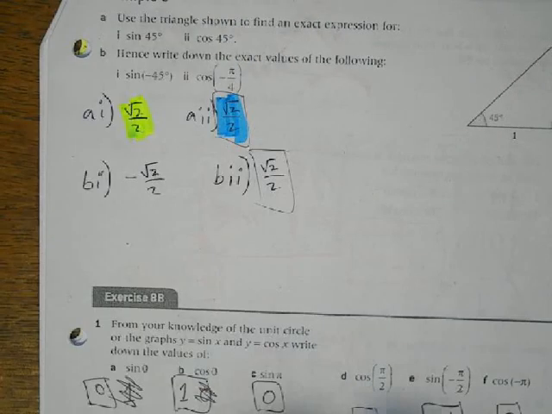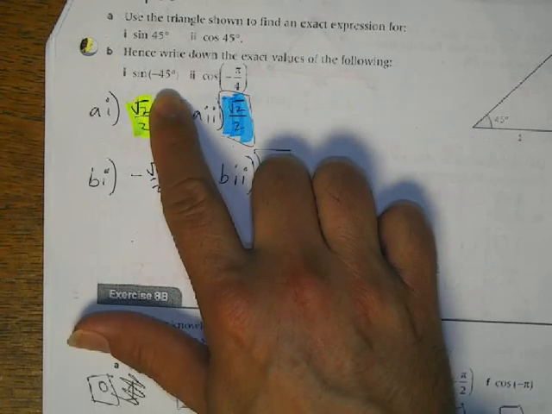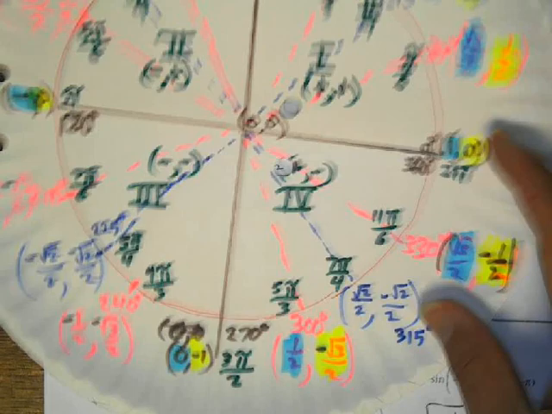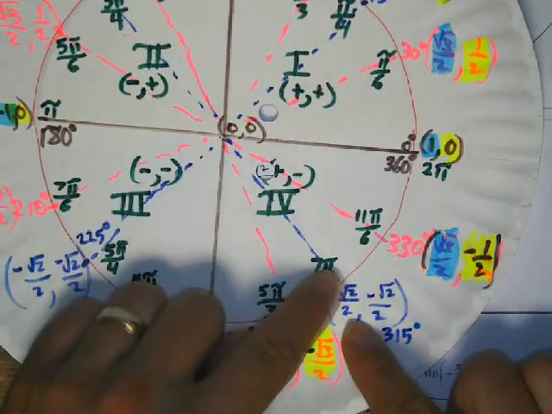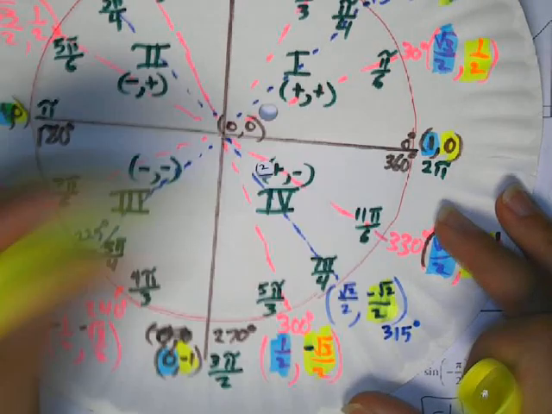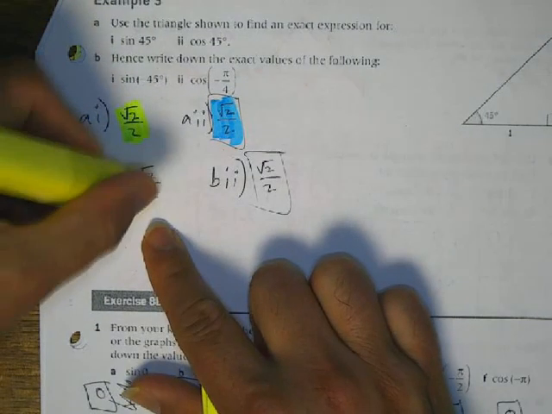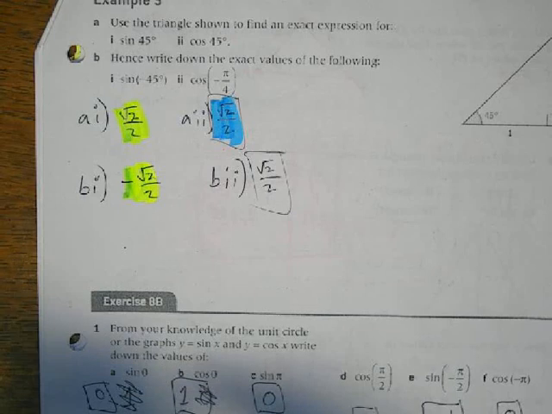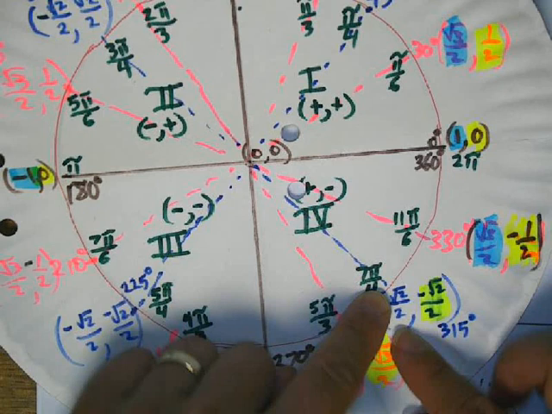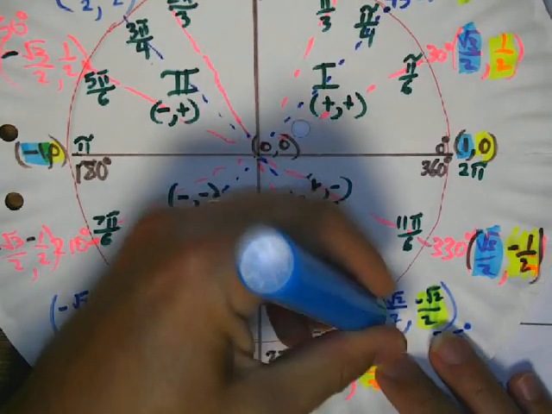Okay, hence write down the exact value of sine negative 45. So sine of negative 45, I'm going to go down this way, and sine of negative 45 is the y value, so negative radical 2 over 2. And cosine of negative 45, I go down 45 degrees in the clockwise direction, and I'm going to be at radical 2 over 2.